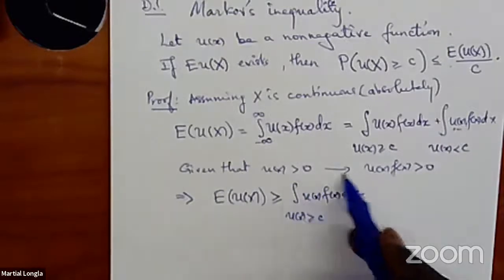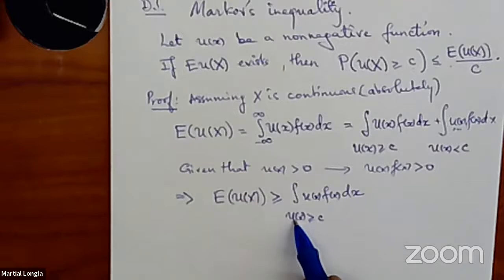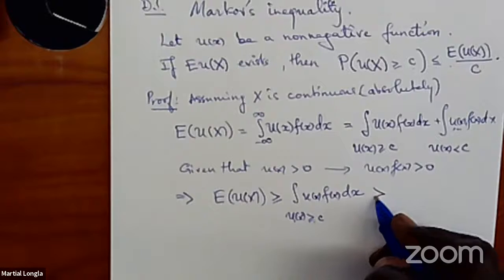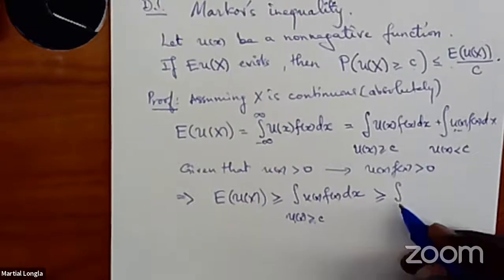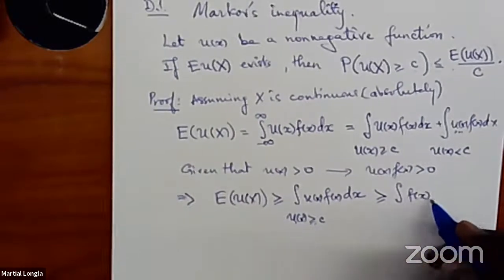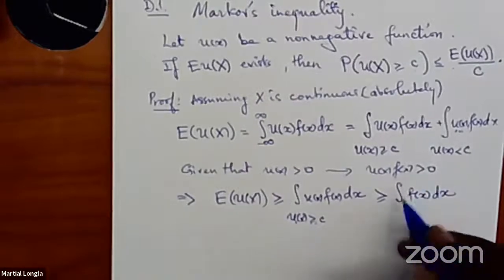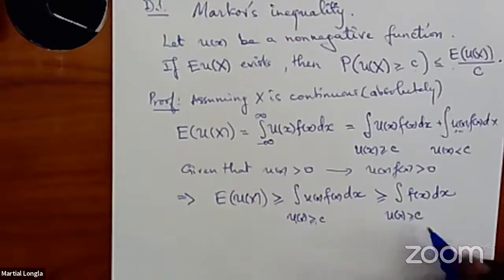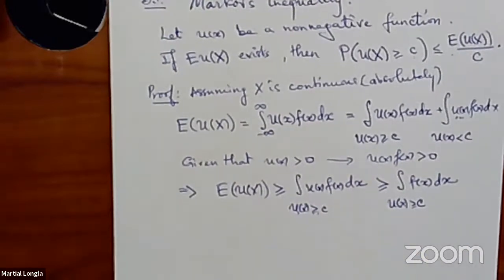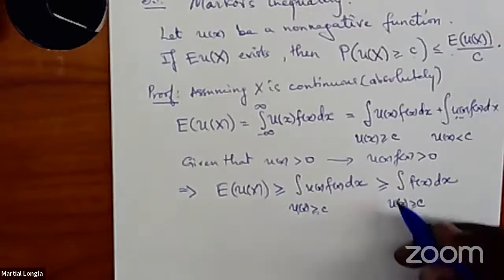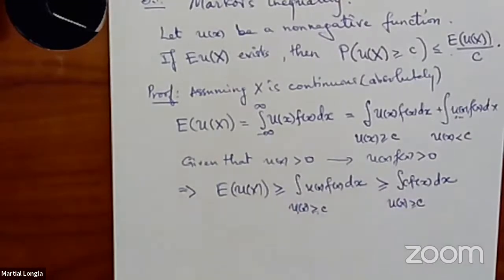Now, because in this integral, u of x is always larger than c, then this thing is larger than or equal to the integral of f of x dx over the set where u of x is larger than or equal to c, times c. Replace u of x by c, you get something that is smaller, because u of x is larger than c.